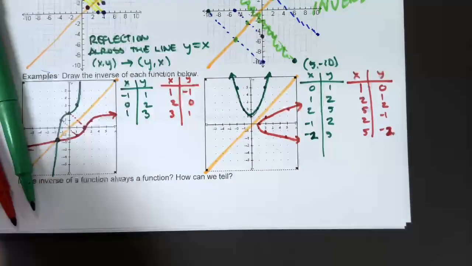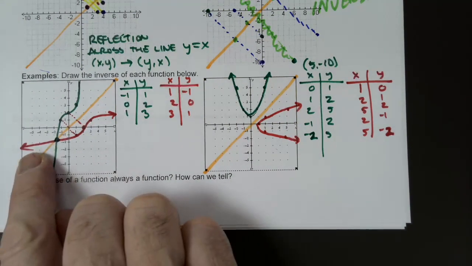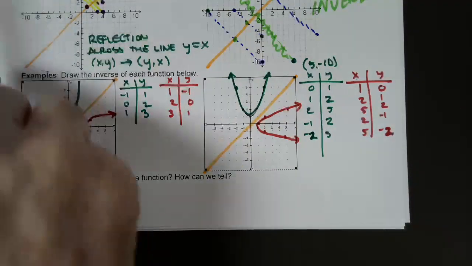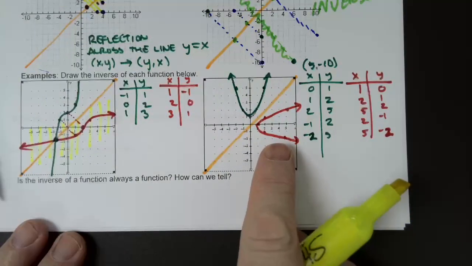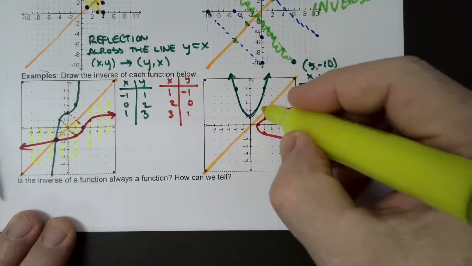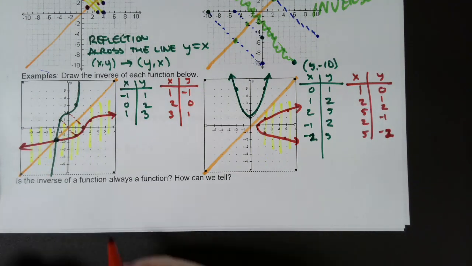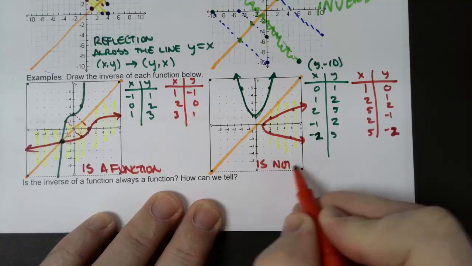Now, it does ask us here at the end, is the inverse of a function always a function? And then how can we tell? Well, over here, is the inverse, the graph in red, a function? Would you guys agree that it's a function? Yes, we know that this function, the green function, passes our vertical line test. Oops, what about this one over here? Is this one a function? No. This one does not pass our vertical line test. So, in this case, this one is a function, but in this one, it is not a function.